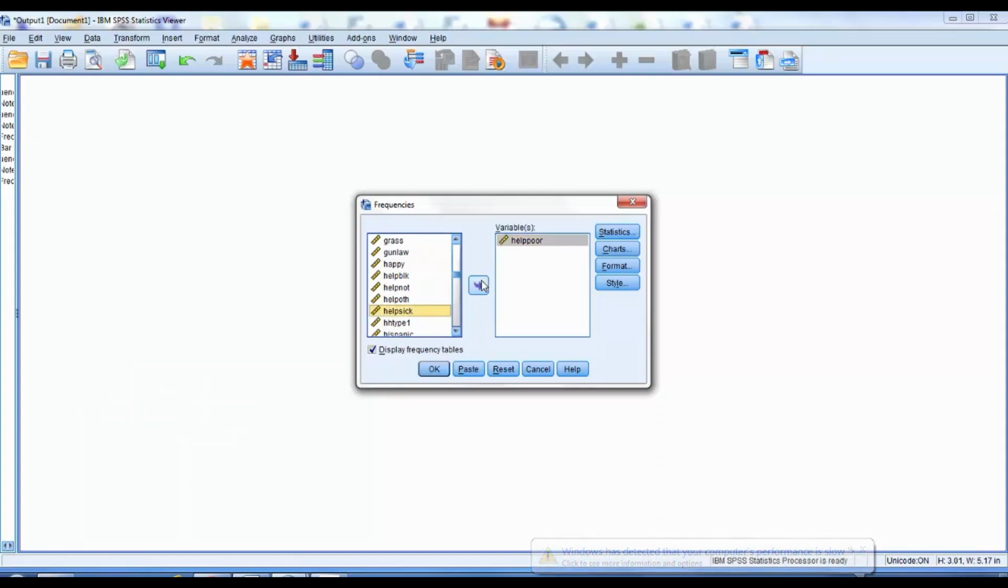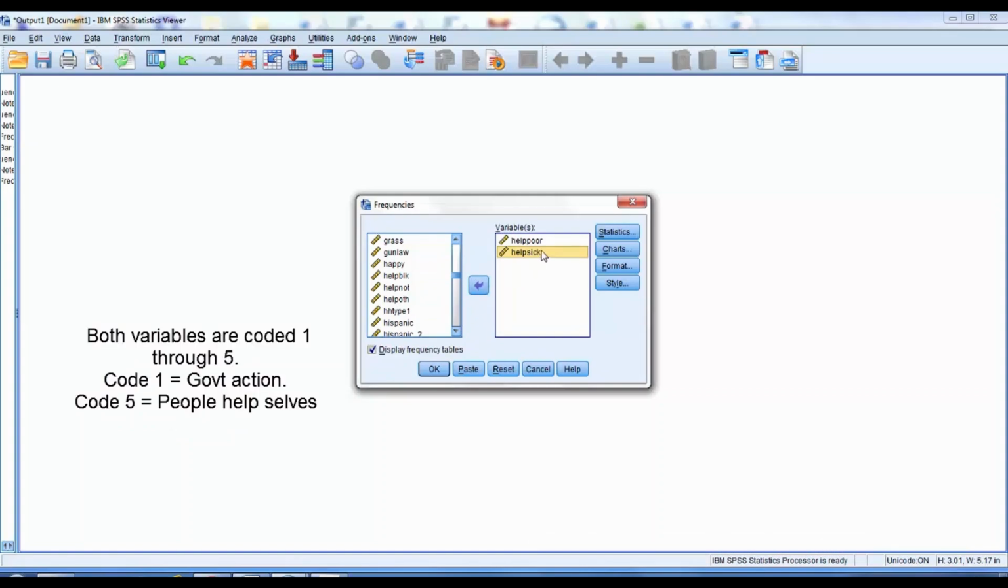Both of these variables are 5 category ordinals that measure the respondent's attitude toward should the government provide a standard of living for people, that's help poor, and should the government provide medical assistance to people, that's help sick. Code 1 is the government should help, up to code 5, which is people should help themselves. So they have similar coding.